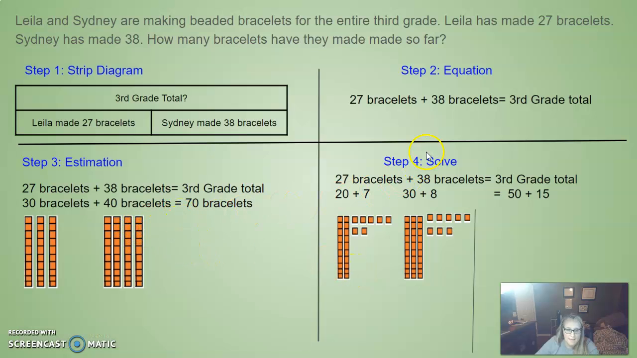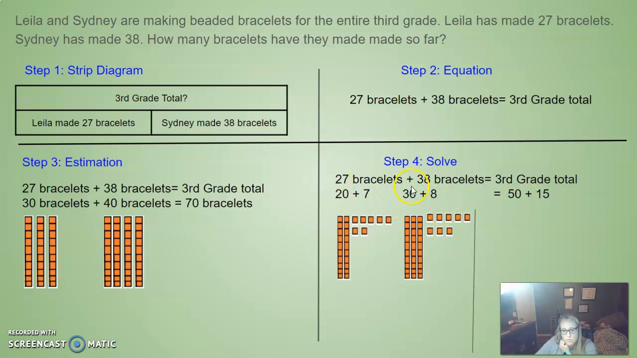Now, the last thing I have to do is actually solve this problem. So I have 27 bracelets plus 38 bracelets. Now you'll see I broke this into expanded form, and I did that so I was able to decide which base 10 blocks I wanted to use. So I needed 20. Well, I can use two 10s to give me 20, and then I have my 7 ones for that 7. I also need 30, so here's my three 10s, and then here are my 8 ones. So after I have done that, I'm going to add them together.